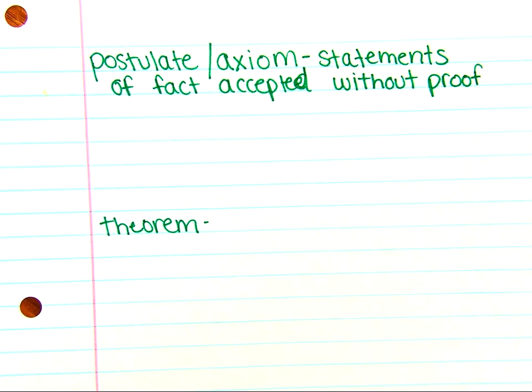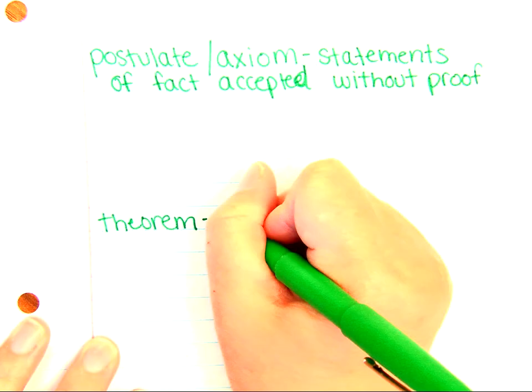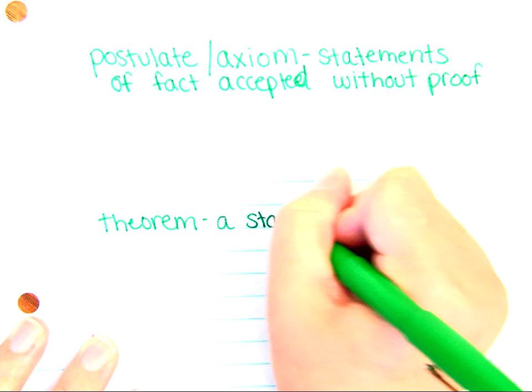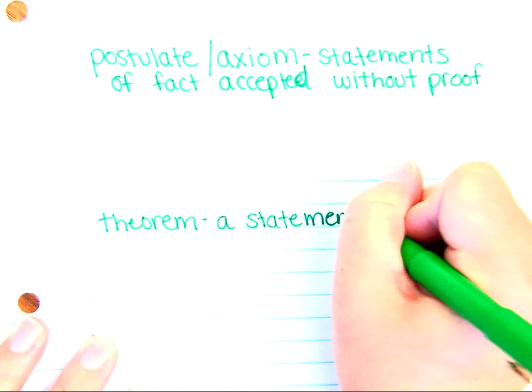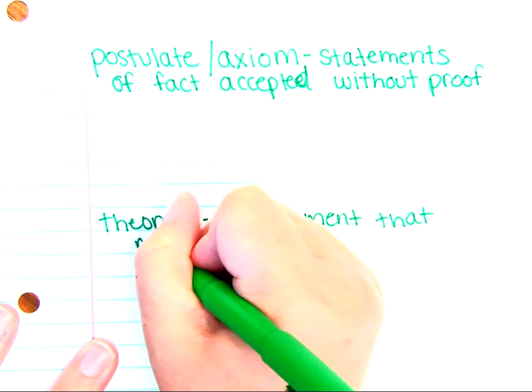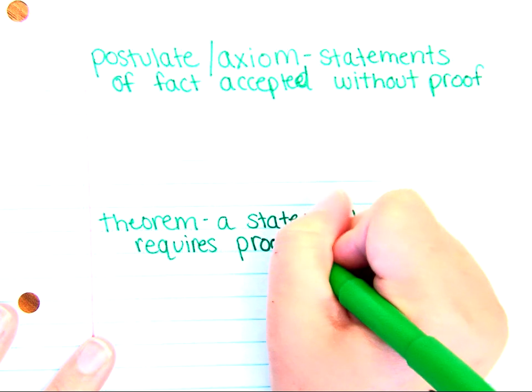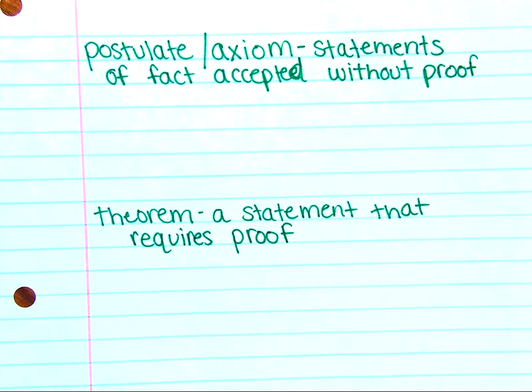A theorem. Okay? A theorem is a statement that requires proof. It is something that we think is true, but we aren't sure if it's true. It's something you can prove, okay?